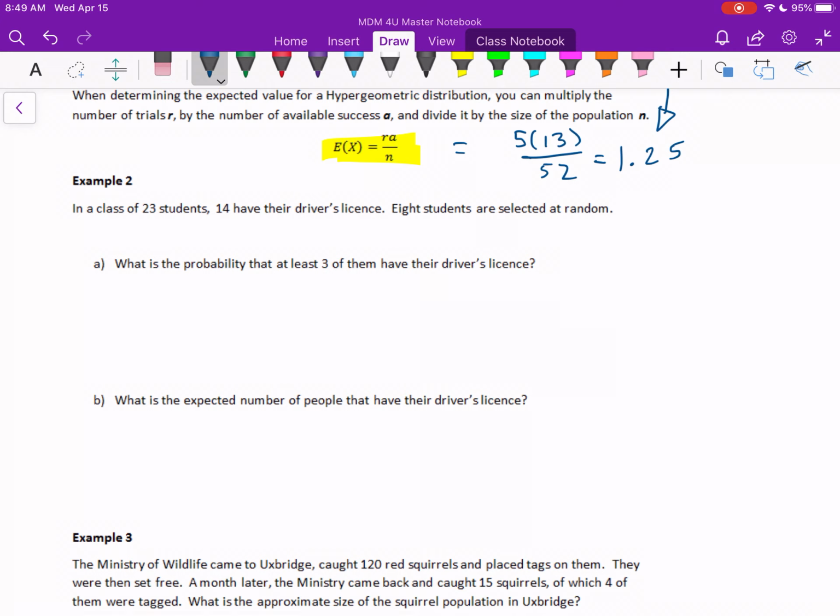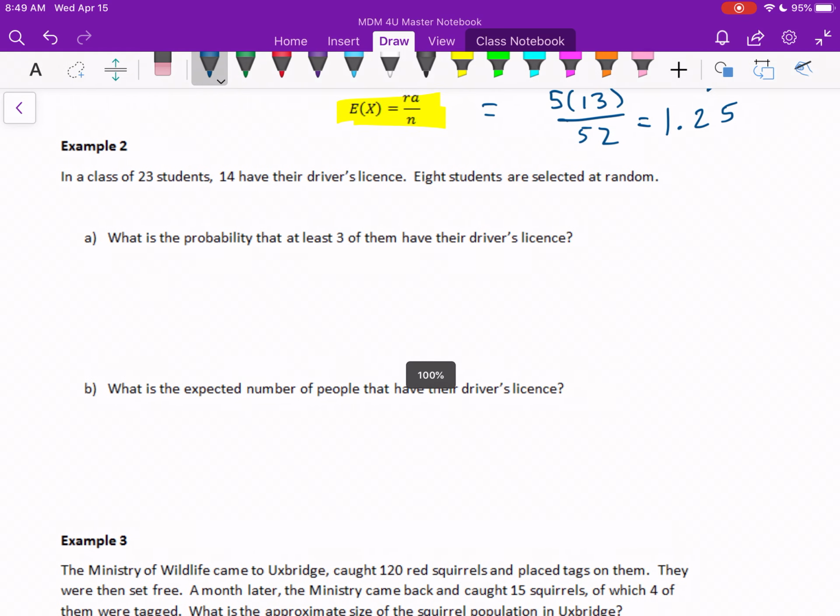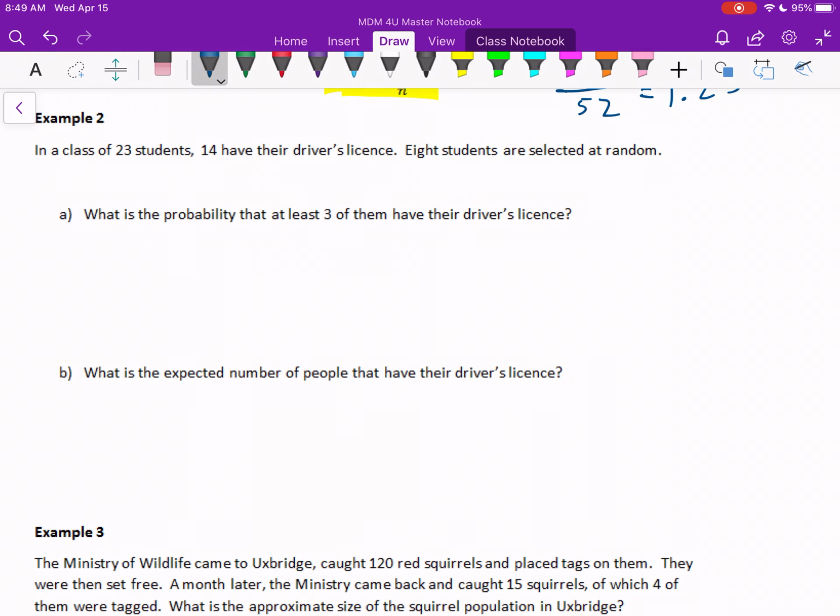Example 2. In a class of 23 students, 14 have their driver's license. 8 students are selected at random. What's the probability that at least 3 of them have their driver's license? All right. So 8 students taken out of 23. These are dependent trials, making it hypergeometric.